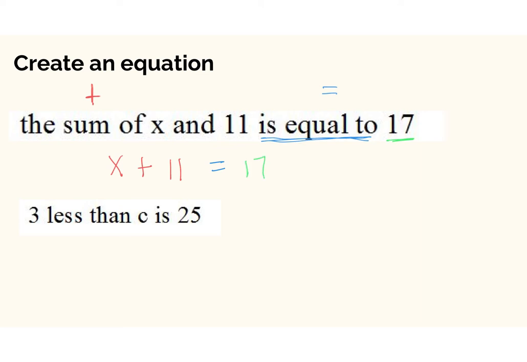So again, less than means subtraction. Is a key word for equals. And remember, less than was one of those tricky ones. So we literally mean c minus 3 is equal to 25.